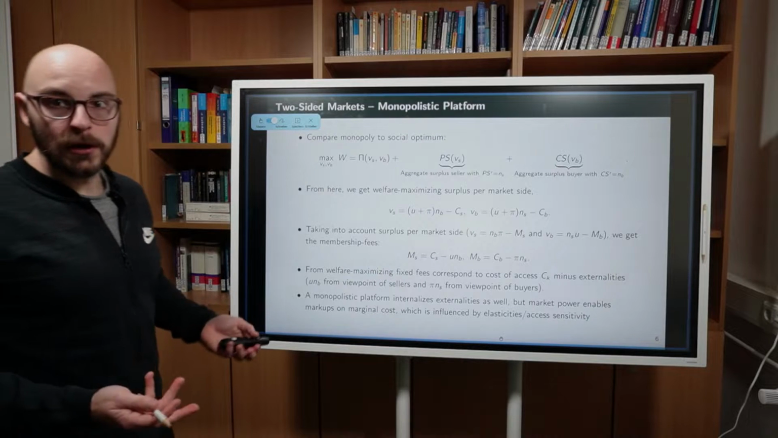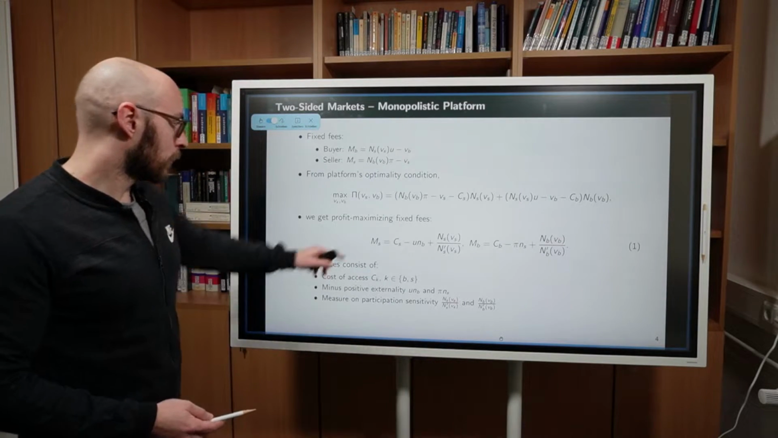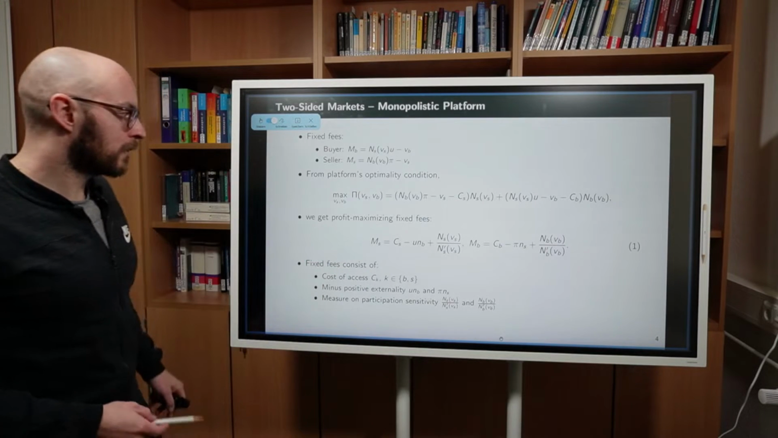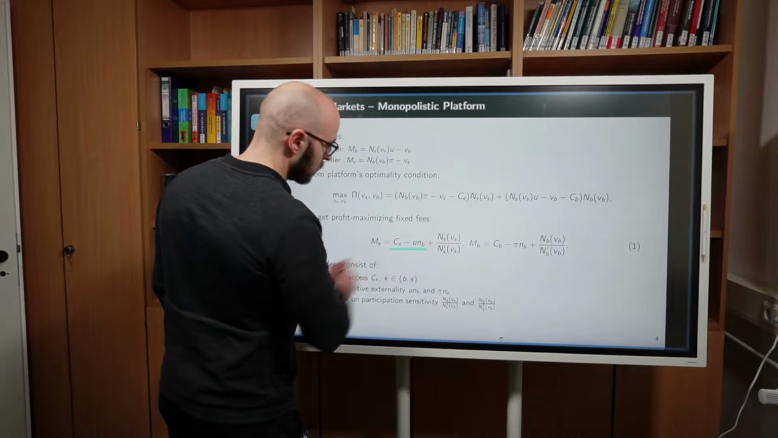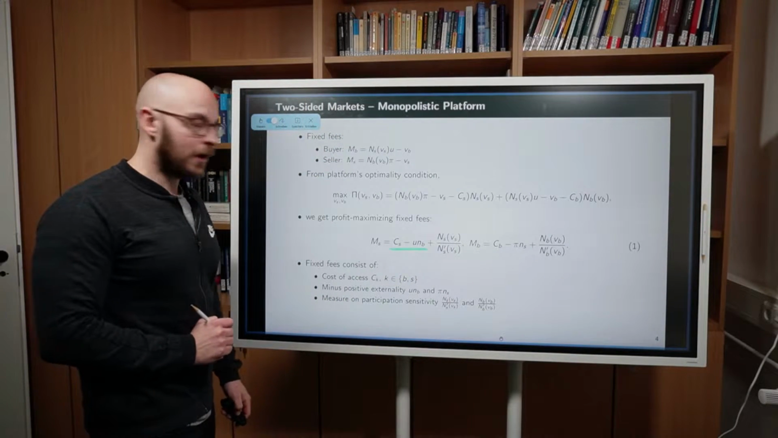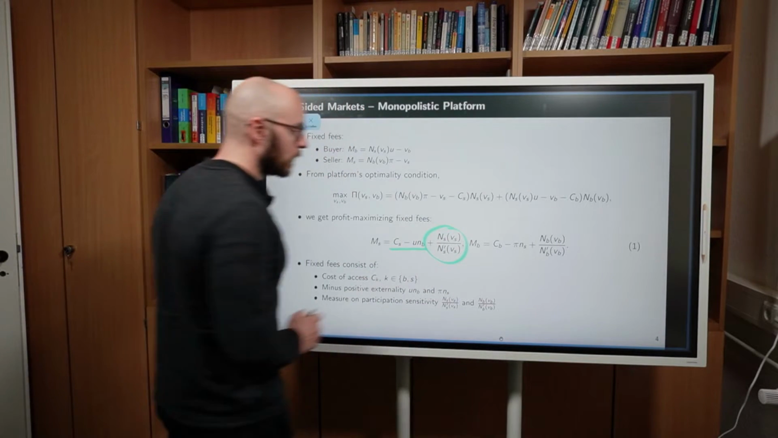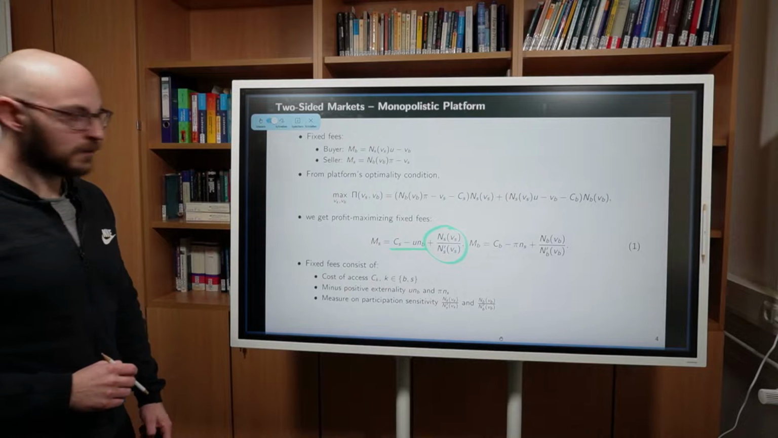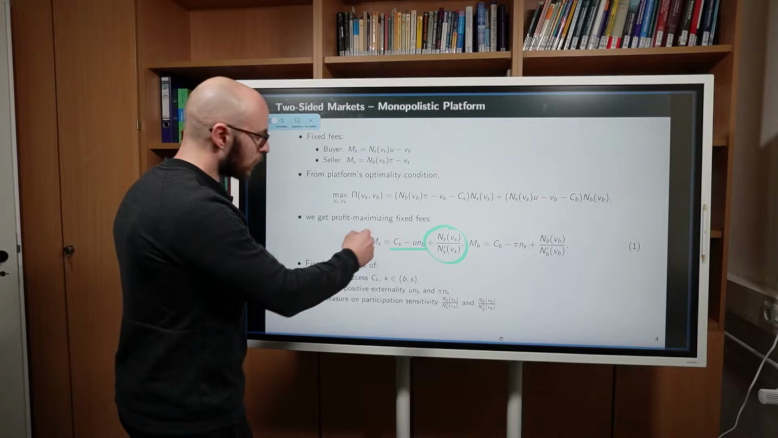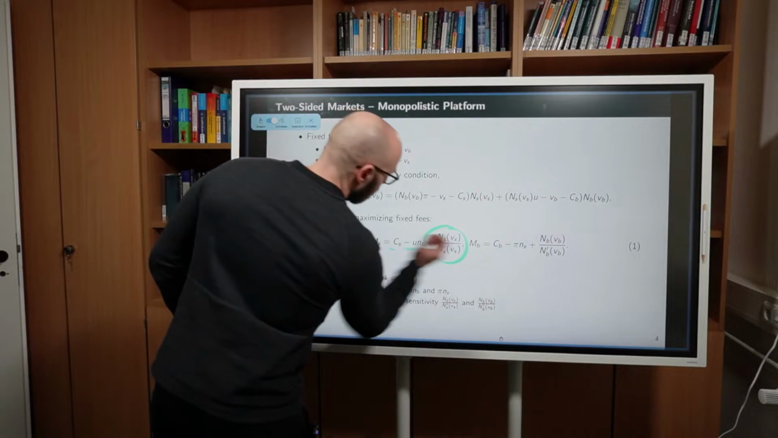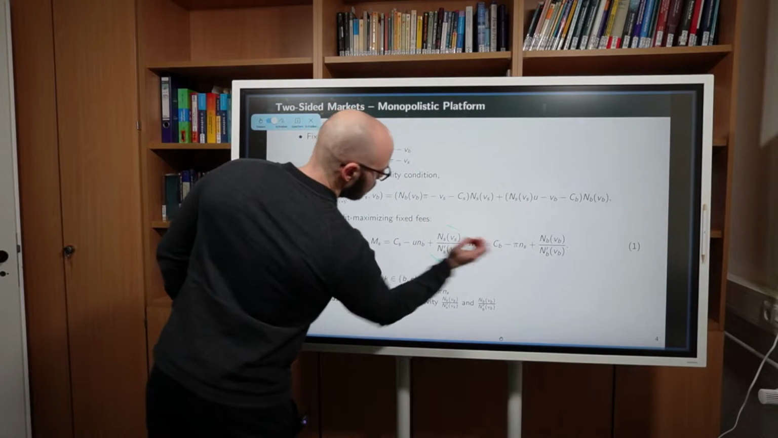And all you have to do at that point is to compare them with what we have here, right? So these were the fixed fees in monopoly, right? And you see here that this is the part that we also have in the social optimum, and this is the part that we only have in monopoly, right? So this term is positive, so what this means is that the fixed fee is higher in monopoly than it is in the social optimum, right?